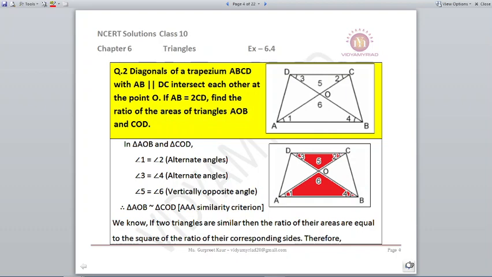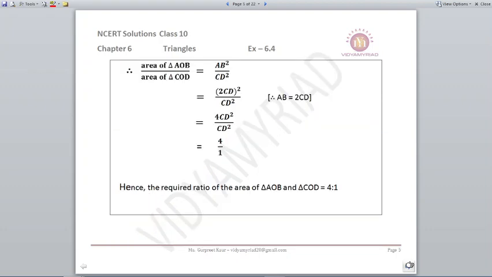So we know now, if the triangles are similar, then the ratio of their areas is equal to the square of their corresponding sides. So we can say that area of triangle AOB upon area of triangle COD will be equal to AB square upon CD square, corresponding sides. Now we know AB is what? AB is given to us as twice of CD. So just substitute twice of CD the whole square upon CD square, which is 4 CD square upon CD square, which gets cancelled. So it comes out to be 4:1.